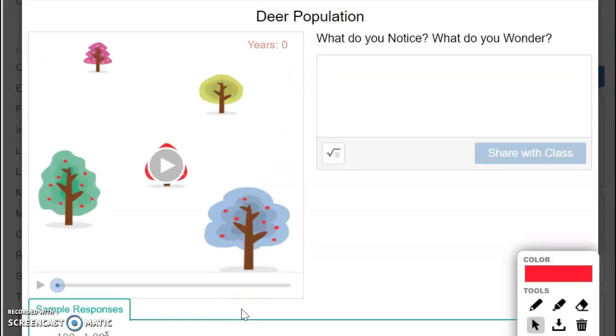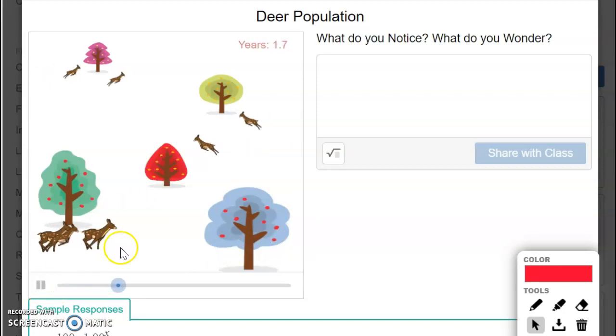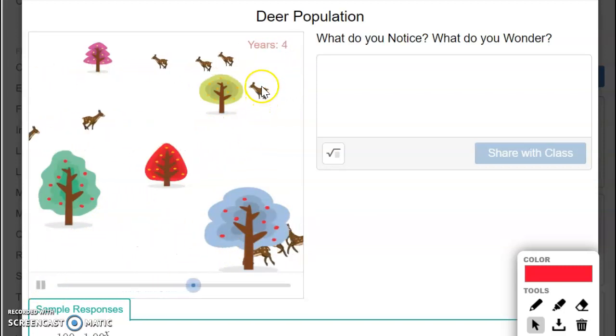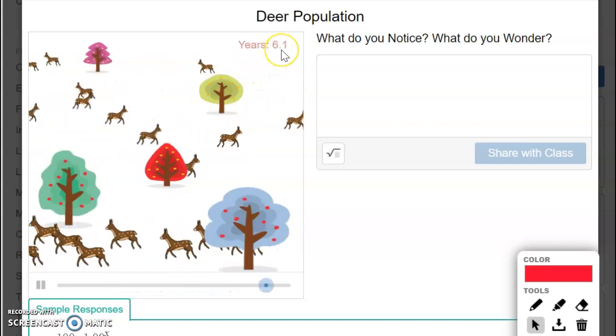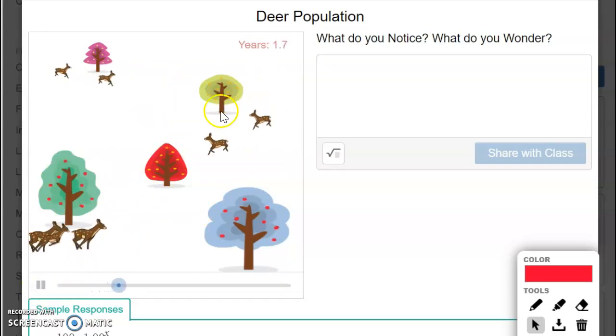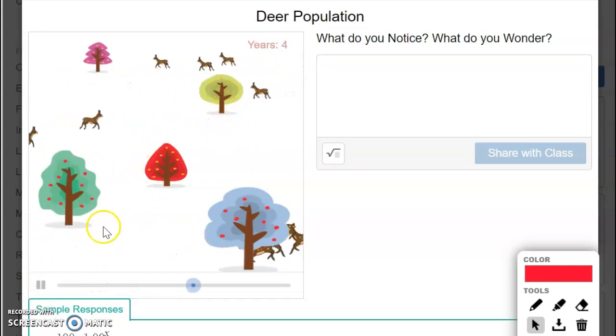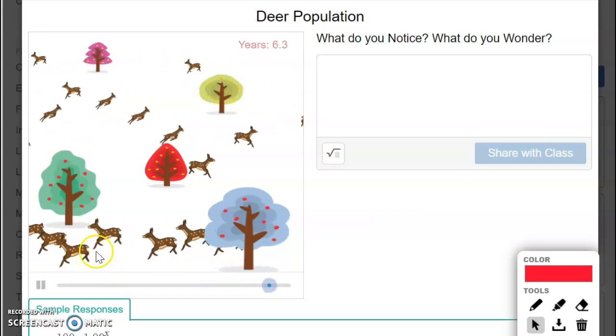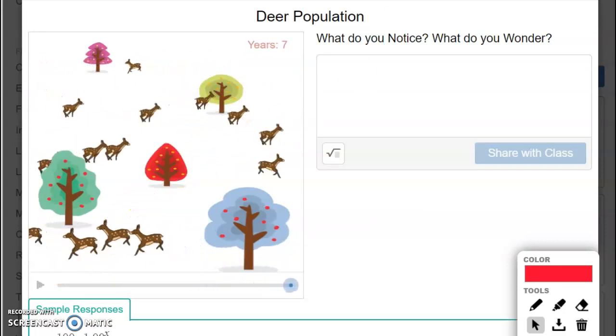So we're looking at population growth. So it's a deer population. What do you notice? What do you wonder? So if I play this, okay, you see the years increasing. And what's going on in year 7? There are this many deer. Let's play that again. What about in year 1? It was much fewer, and it seems to be increasing and increasing as they reproduce. What do you notice? What do you wonder?